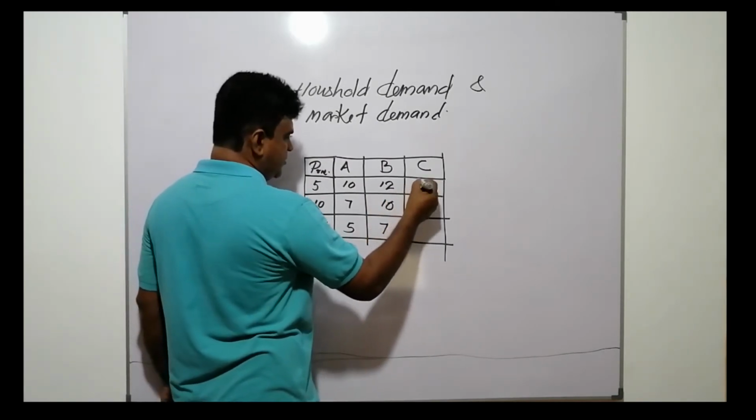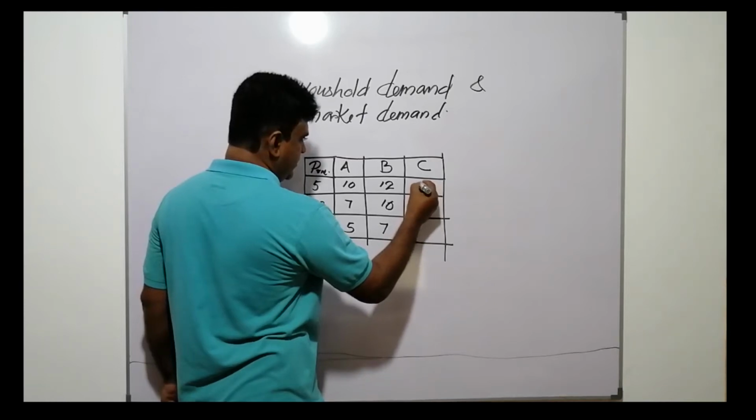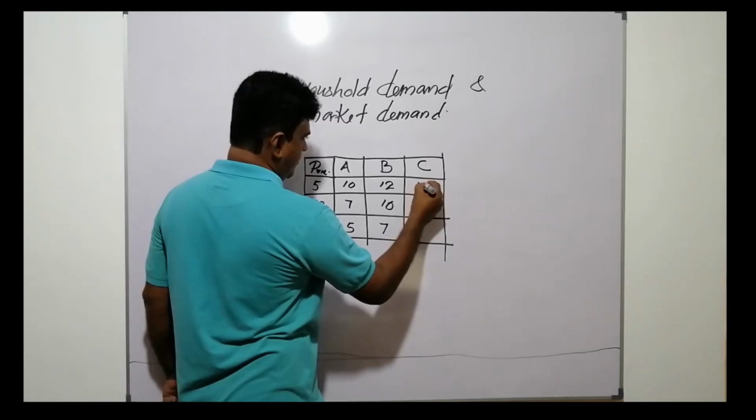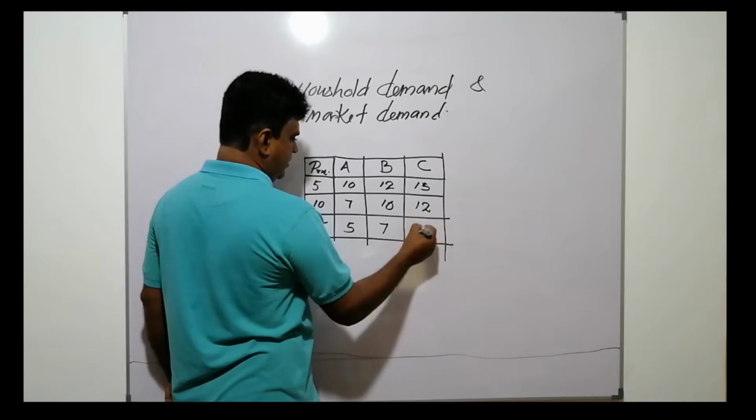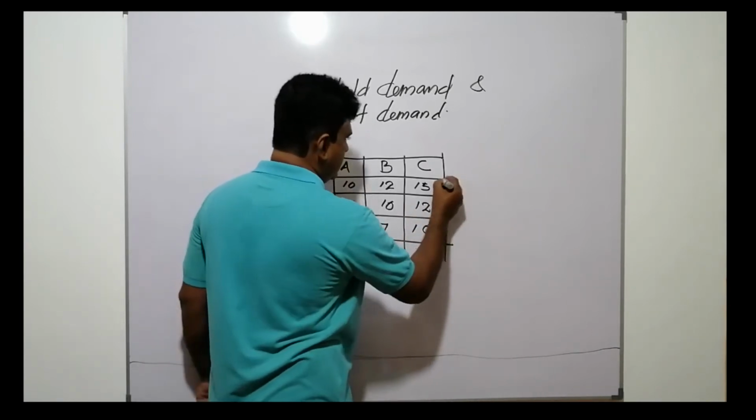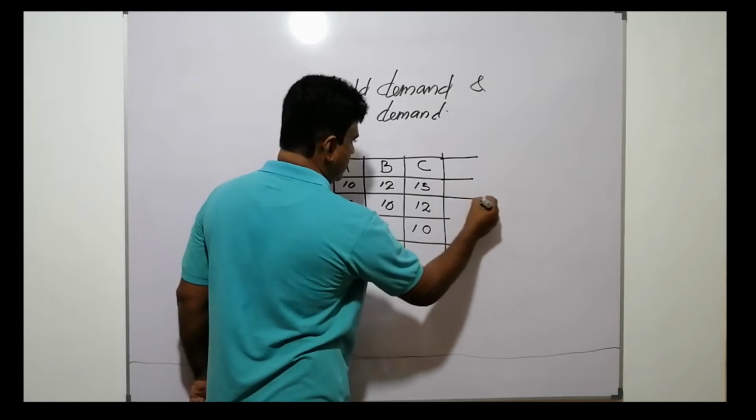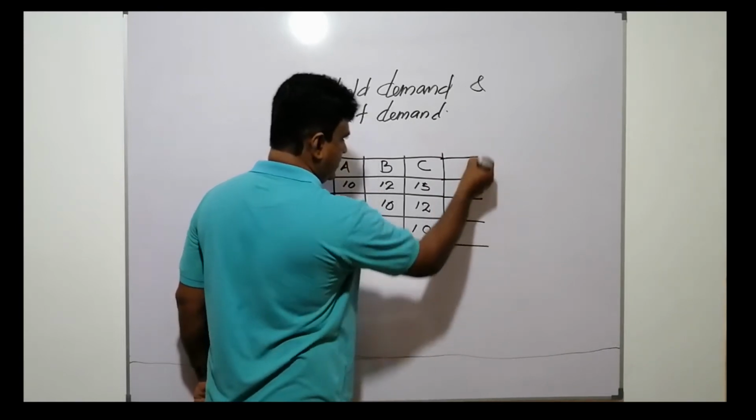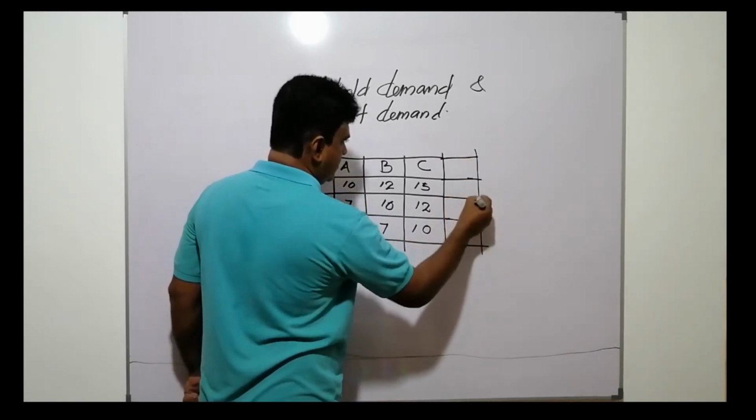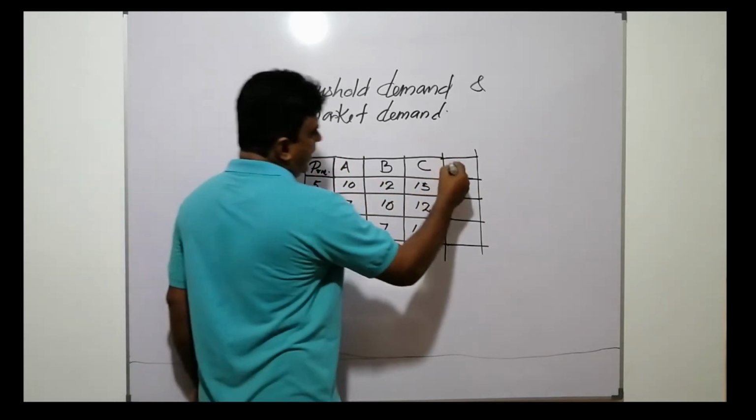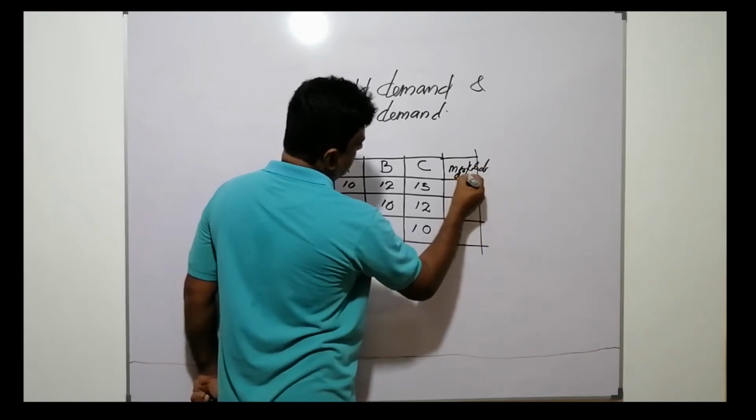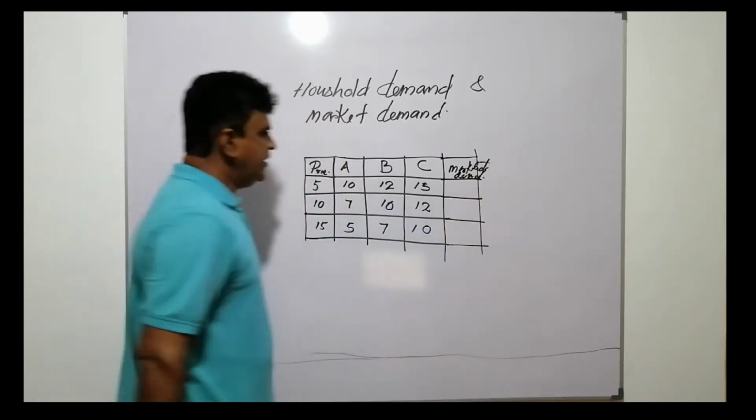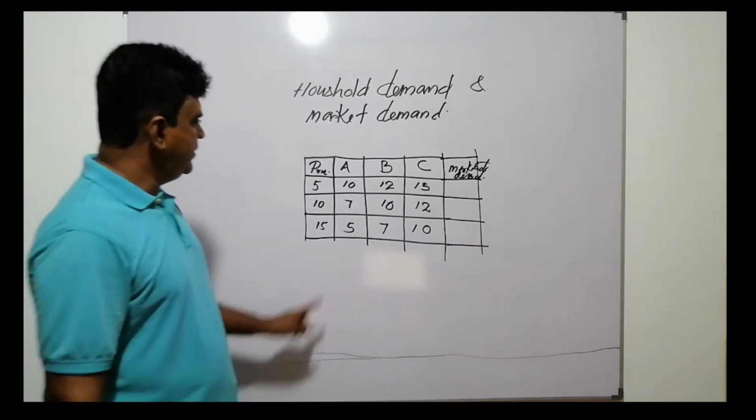Under 5, C demands, we'll say, 15, and 12 and 10. And market demand: the market demand of these three consumers.